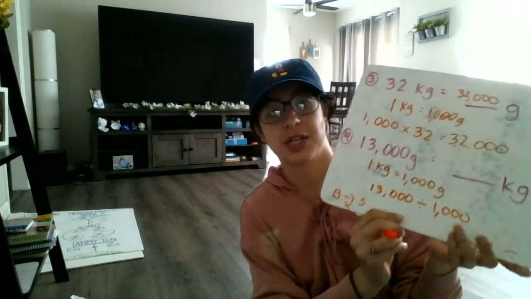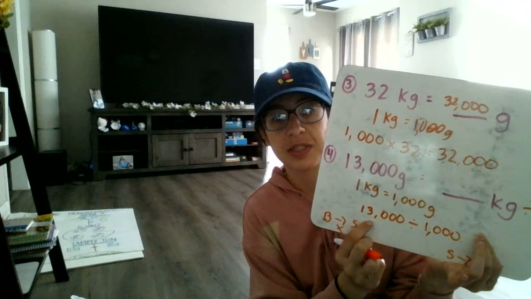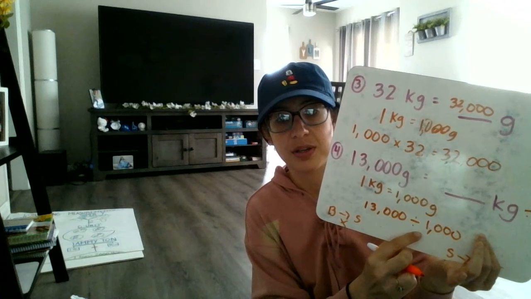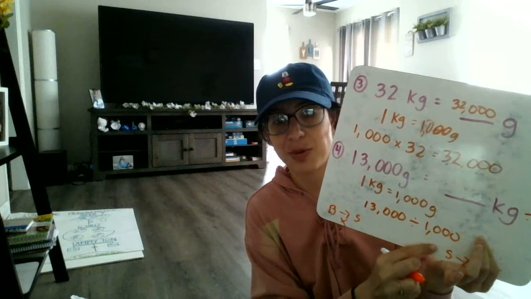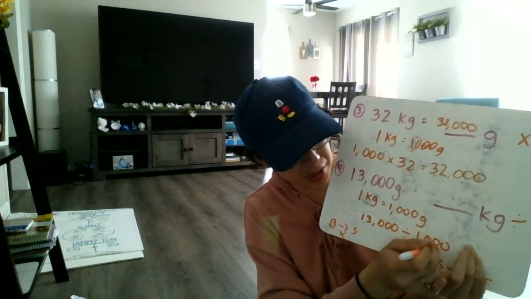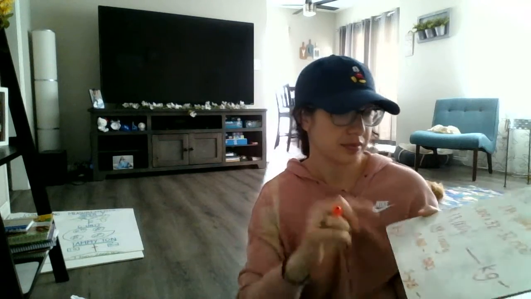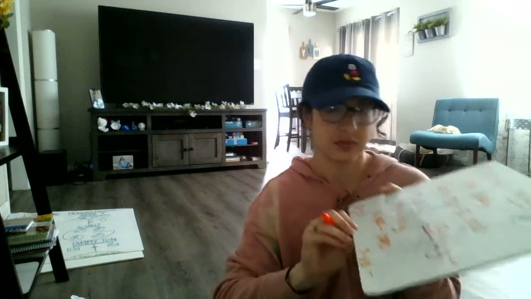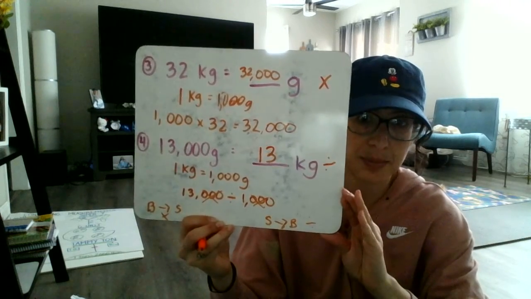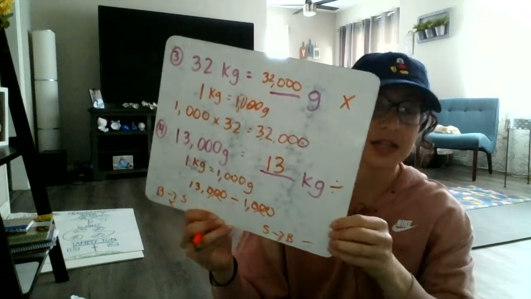Okay. So 13 divided by 1,000. So you take your basic fact, 13 divided by 1 is 13. And we don't bring the zeros over for this one. The zeros go. So our answer is 13. Okay. So that's how you do these problems.